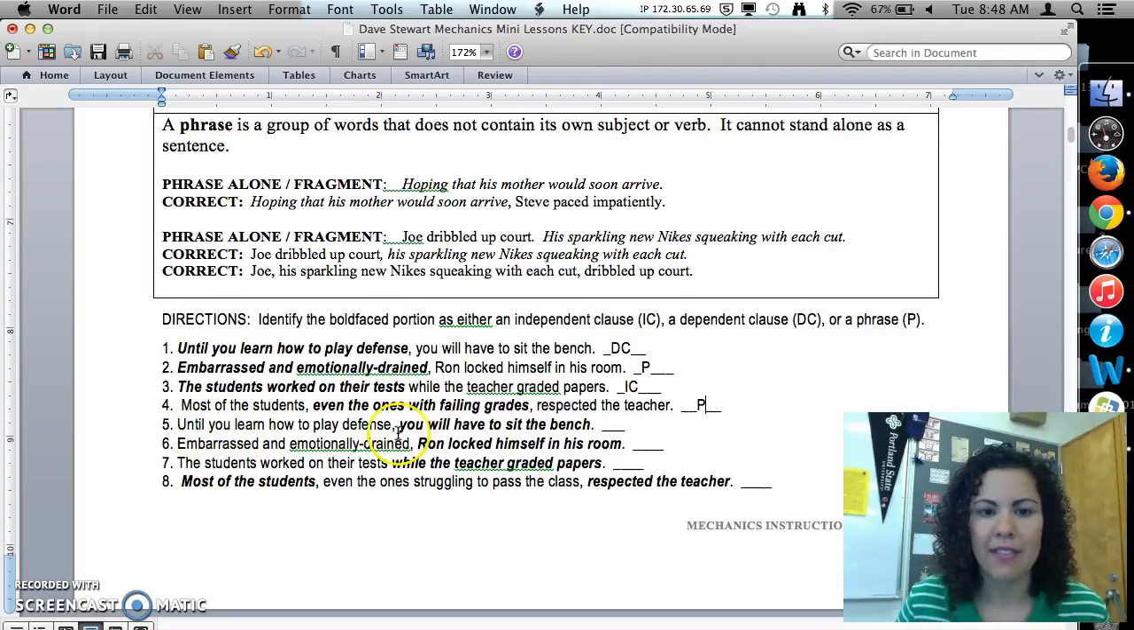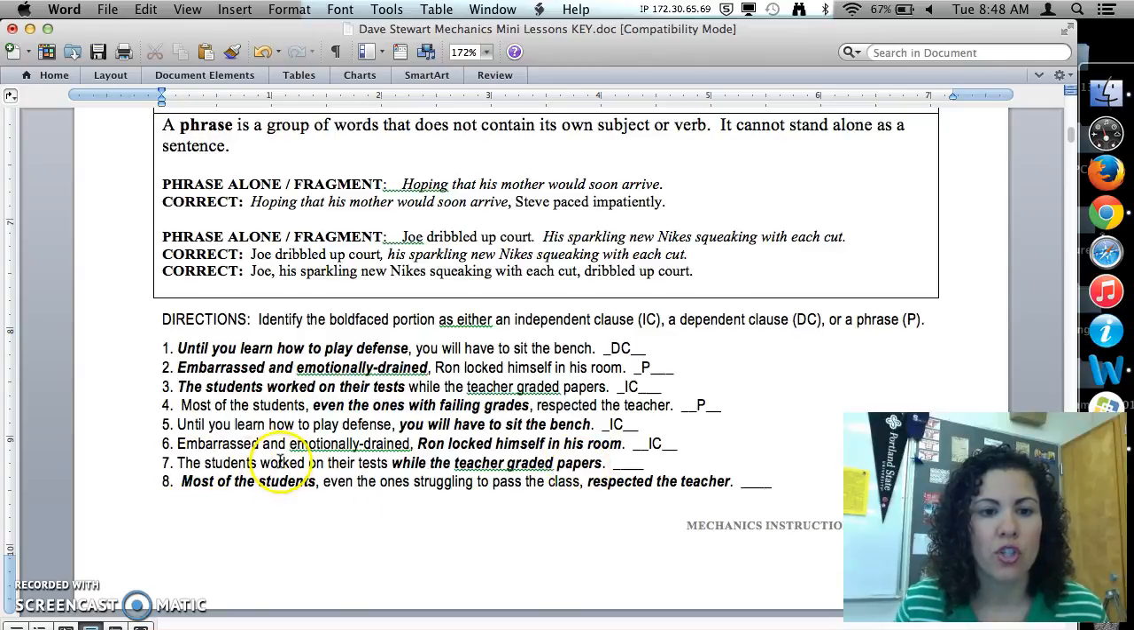Until you learn how to play defense, comma, you will have to sit the bench. You will have to sit. This is one that you're going to see quite often where it's a larger verbal phrase, but that is a complete sentence because I have a subject and a verb. So that's an independent clause, complete subject. Then I have the same sentence, embarrassed, emotionally drained. Ron locked himself in his room. Ron locked himself, subject, verb, complete sentence.